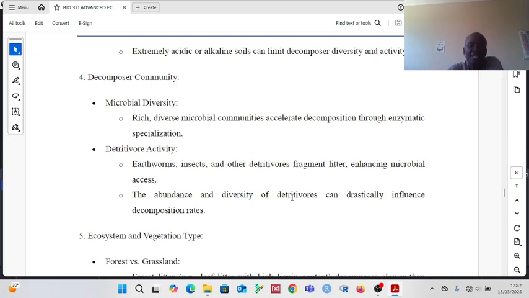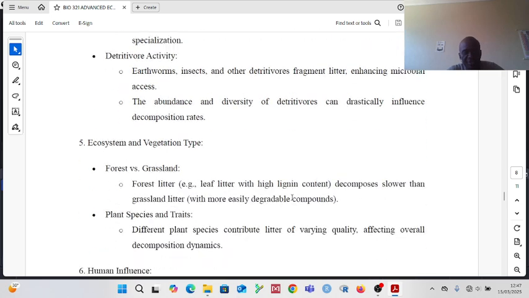The other aspect of the decomposer community is detritivore activity. Earthworms, insects, and other detritivores will help in fragmenting the litter. Once the litter is fragmented, then microbial access will be enhanced. So the abundance and diversity of detritivores will drastically influence decomposition rates. If you have a higher abundance and a higher diversity of detritivores, so you have many and different varieties, then you are likely to have a higher decomposition rate.